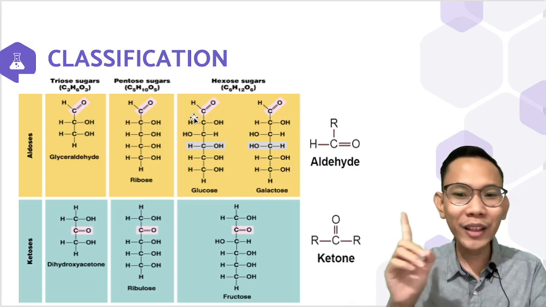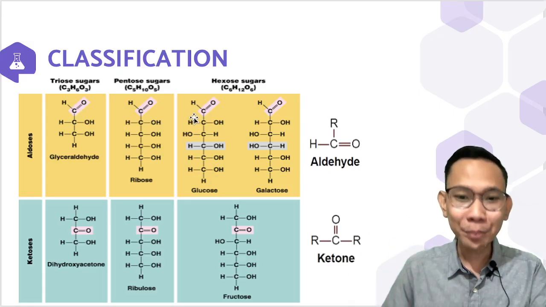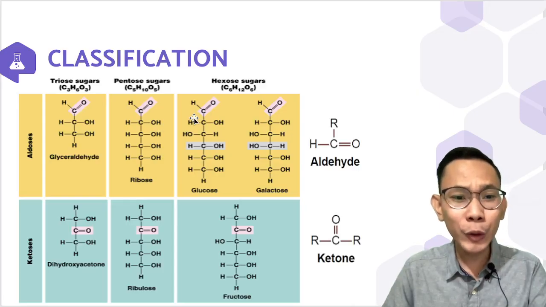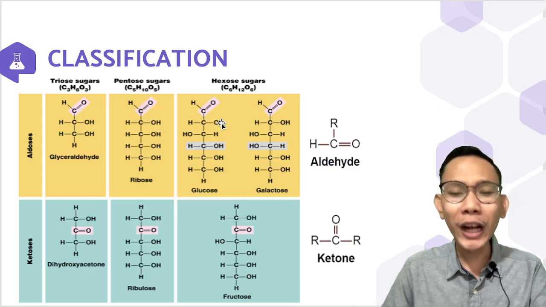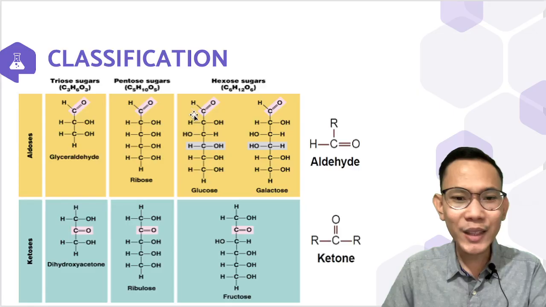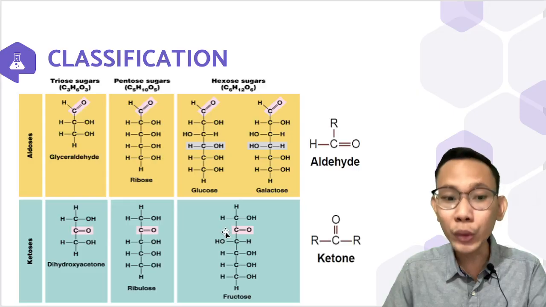Very good. And what is, ano nga ang ating functional group? The functional group of your aldoses is an aldehyde, as also seen in this diagram. So this is also an aldehyde. So nakikita nyo na, no? That's an aldehyde. Next, how about your ketoses?